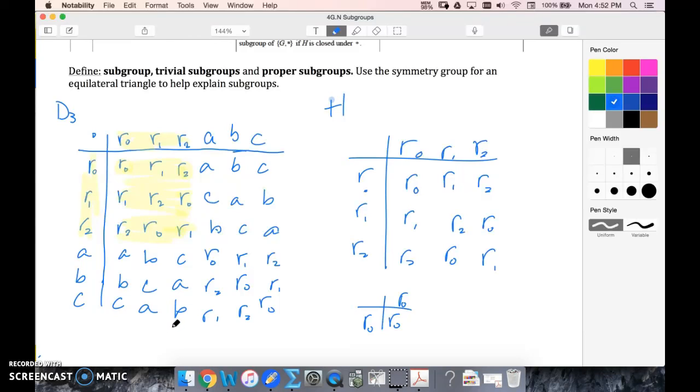Any other non-trivial subgroup is a proper subgroup. So this one is trivial, as is this one, because of course the group itself is a subgroup. So within this, we have one proper subgroup. There's also another proper subgroup within here, and I'll leave that to you to try and figure out what it is.